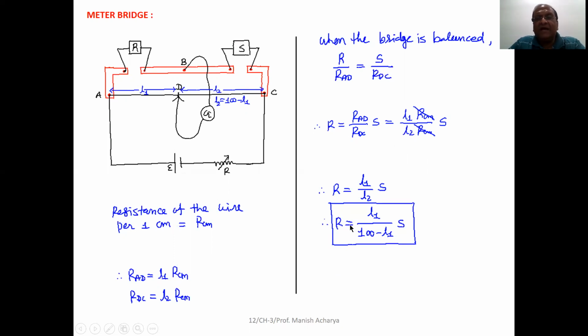Or you can write R equals L1. Now the total length of the wire is 100 centimeters. So you can write L2 as 100 minus L1, into S. Using this equation, and by measuring the length for the null point, the point obtained when the galvanometer shows zero deflection, which is also known as the null point, find out the length of the wire for the null point and then calculate the unknown resistance. Clear to all of you?